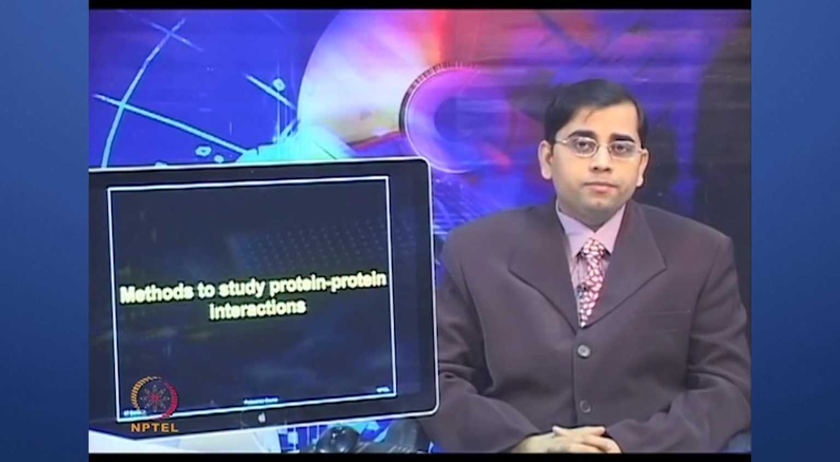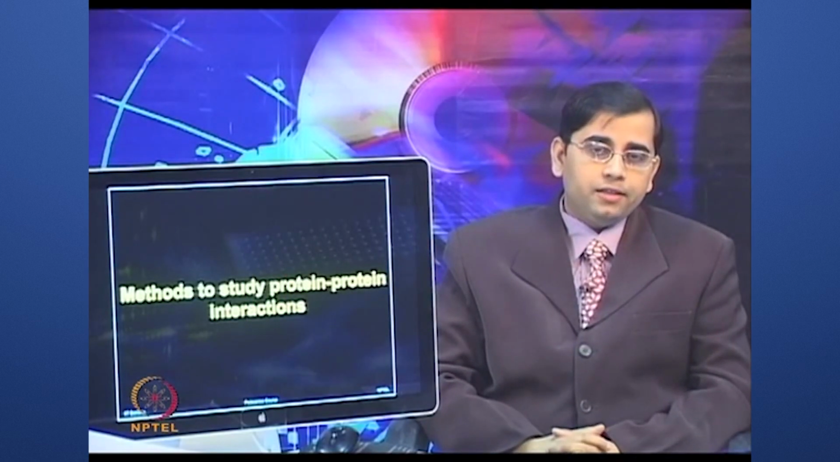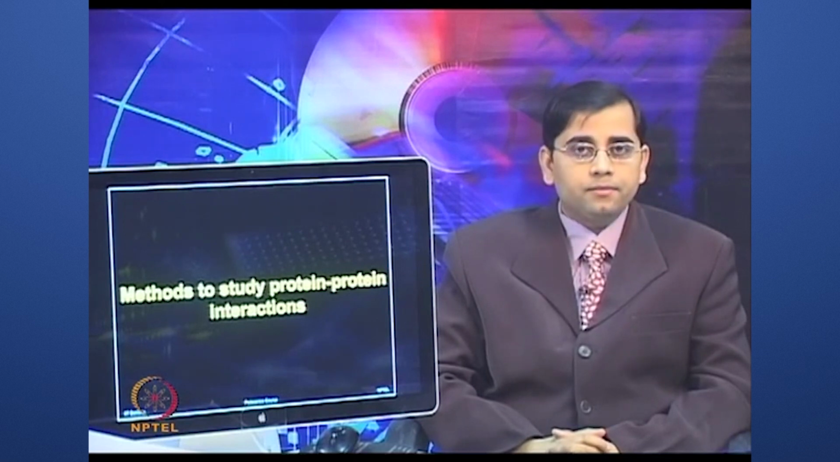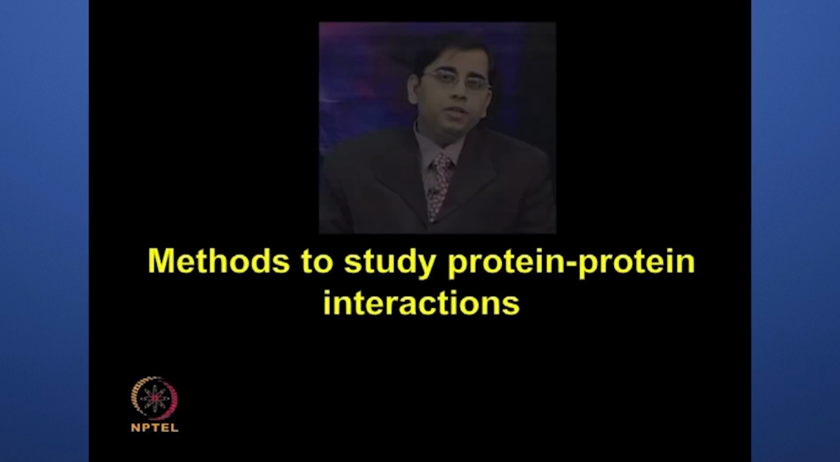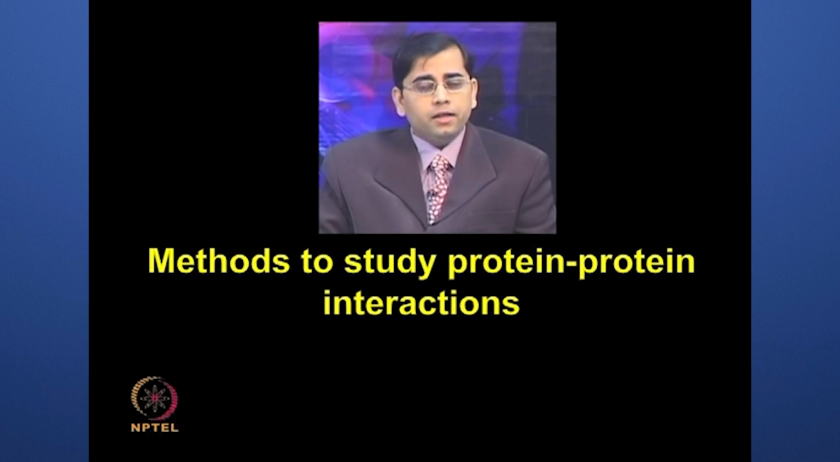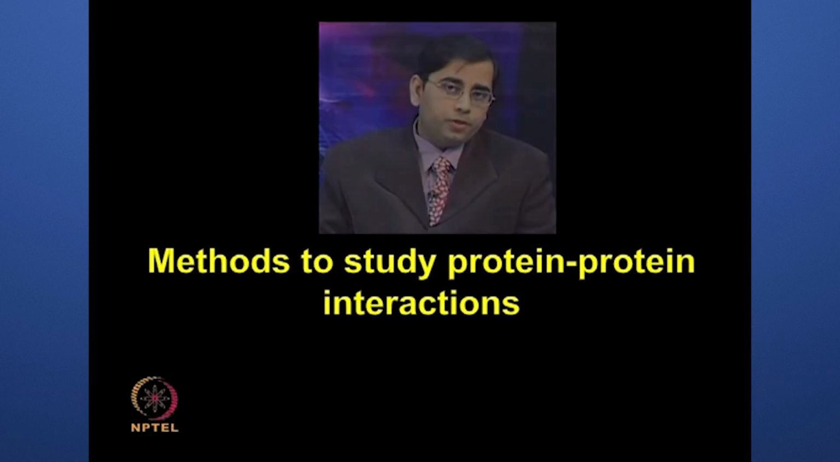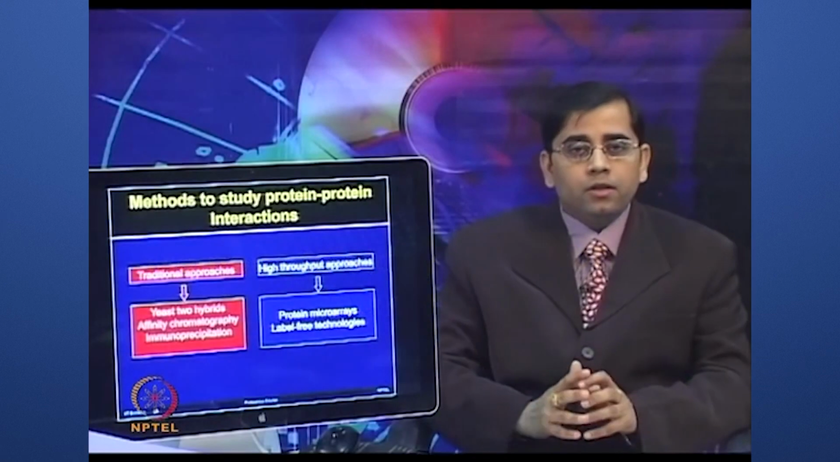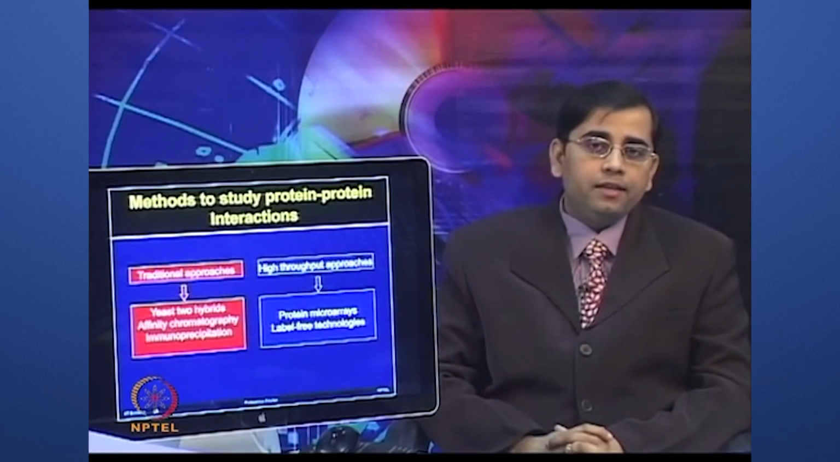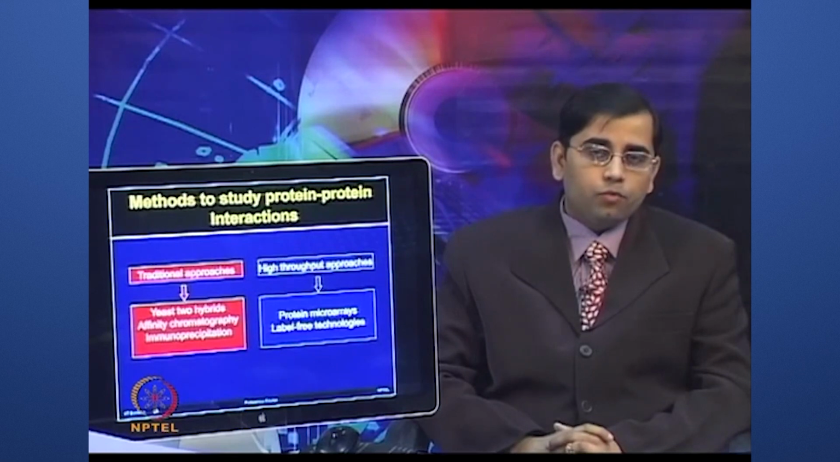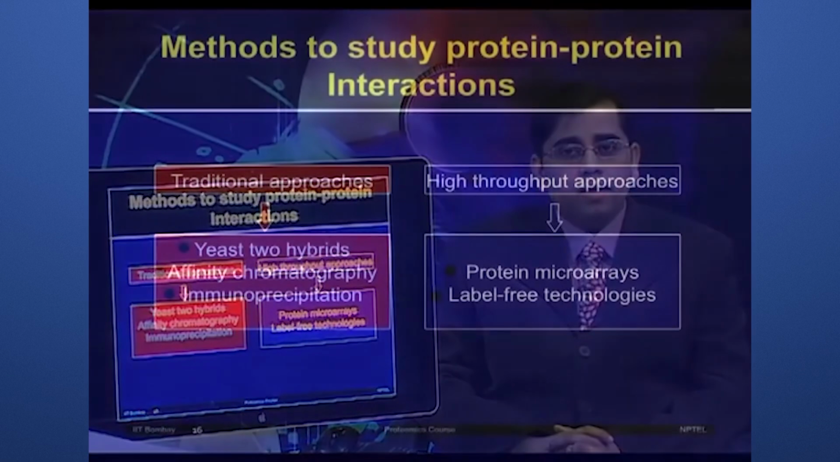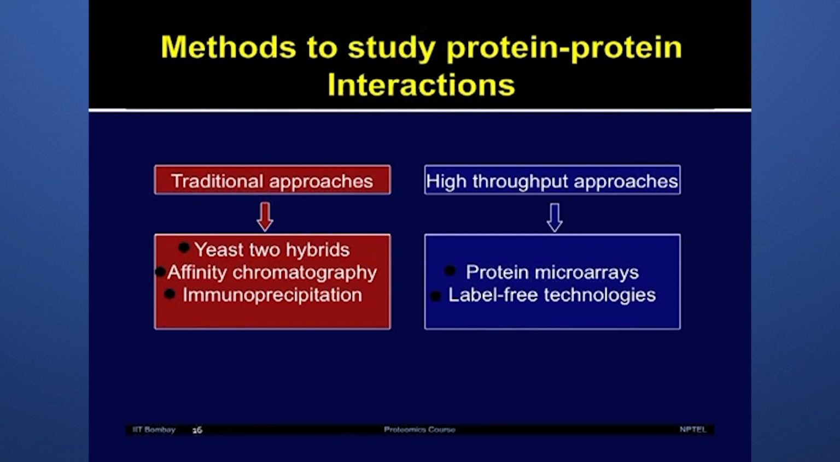So, now let us talk about the different methods to study protein-protein interactions. Understanding protein-protein interaction provides important clues to the function of proteins. The identification of interactions with known proteins may suggest the functional role played by a novel protein. So, there are two different ways of studying these protein-protein interactions. One is the traditional approach, and then there are a few high throughput approaches.